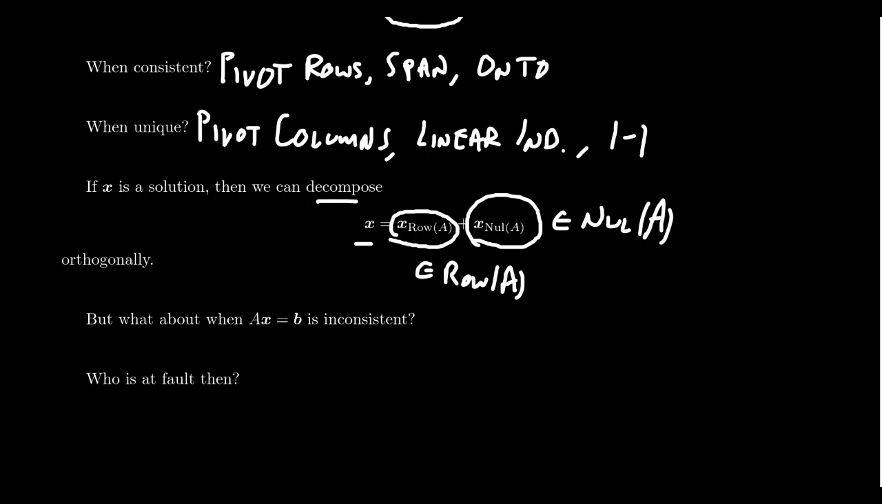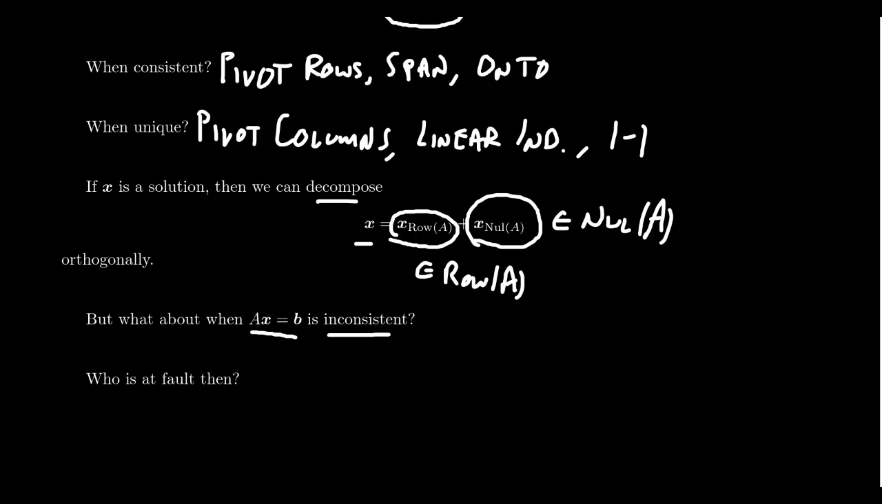But one thing we really haven't talked about at all is what happens when the system is inconsistent. Think about that for a second. Let it sink in. We know how to recognize when a linear system is consistent, and therefore we know how to recognize when it's inconsistent. But when it's inconsistent, what do we do? Do we just give up? Like game over, Mario? Your princess is in another castle? I mean, what do we do?